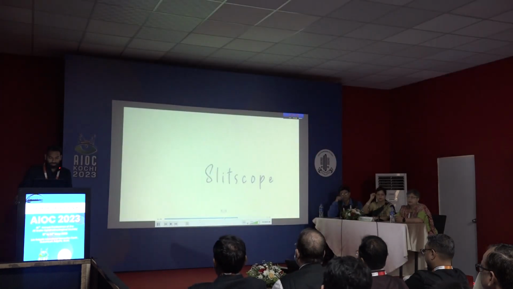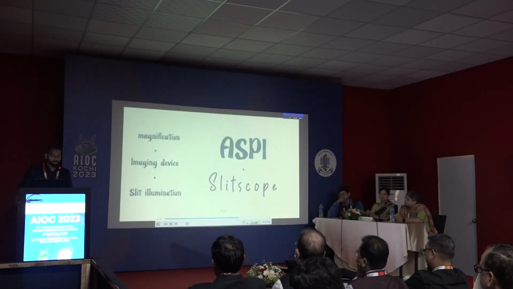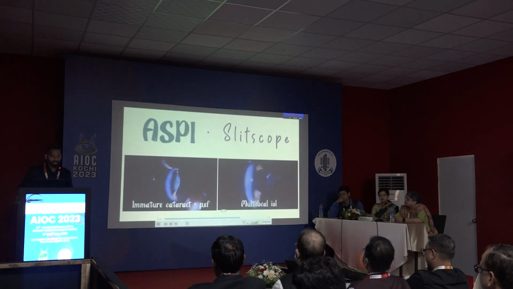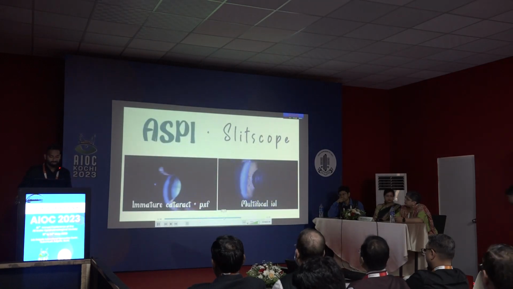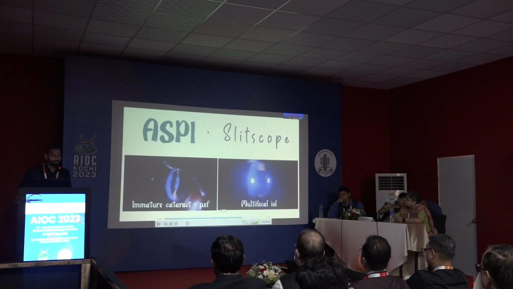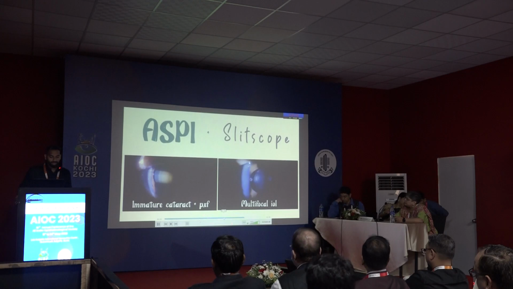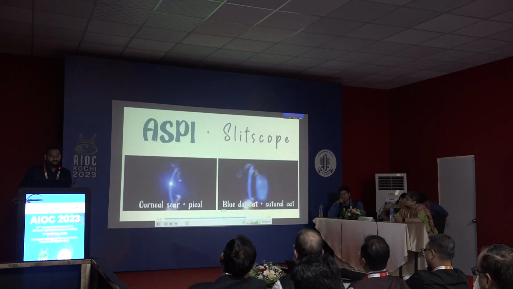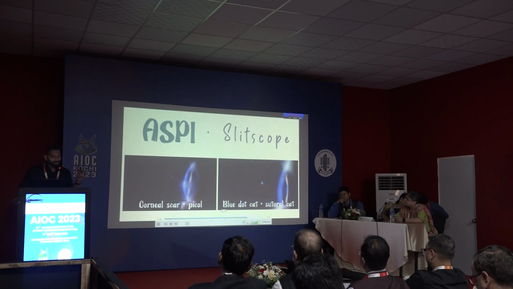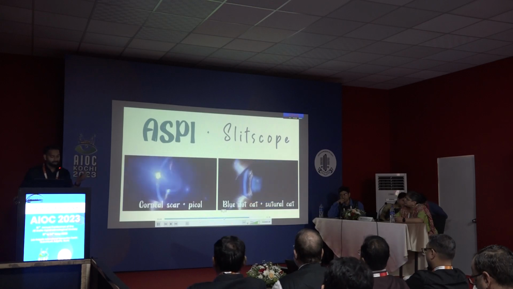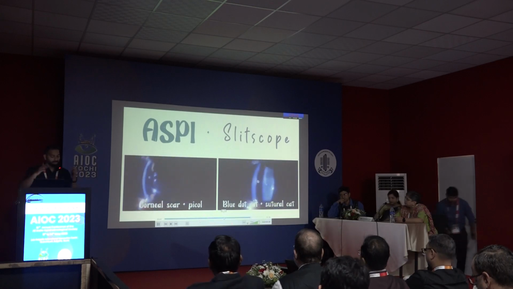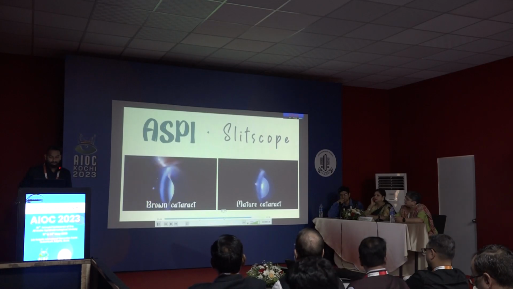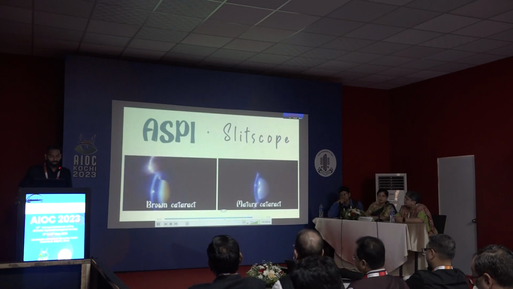And here are a few images. With ASPI and SLITSCOPE, that is, we are not using any slit lamp, we could take images as good as a slit lamp. These are the images which we took only with this ASPI device and the SLITSCOPE. You can see over here a corneal scar. We can actually increase the magnification by increasing the ASPI diopters, so that if we give a 25 diopter IOL, we can magnify it even more. You can see brown cataract and mature cataract over here.